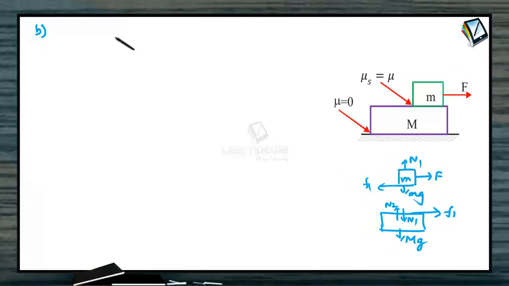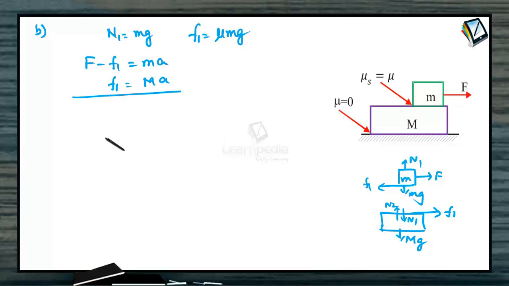So one equation, N1 is equal to mg. So friction F1 will be equal to mu mg. Now applied force capital F minus F1 should be equal to m into A. Second, F1 is equal to capital M into A. So again, F is equal to capital M plus small m into A. Let me call this equation 1, this equation 2.